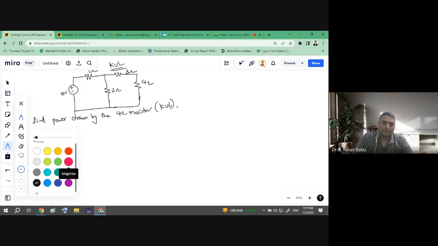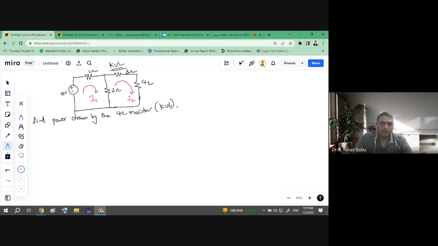Okay, so as it is, we need to redraw the circuit. Just consider it as loop 1, and this is the direction of current, and this is loop 2, and this is the direction of current. And again you need to draw the polarities. So it is plus and minus, plus and minus, plus and minus. And again, this is the issue we have seen in the last class.